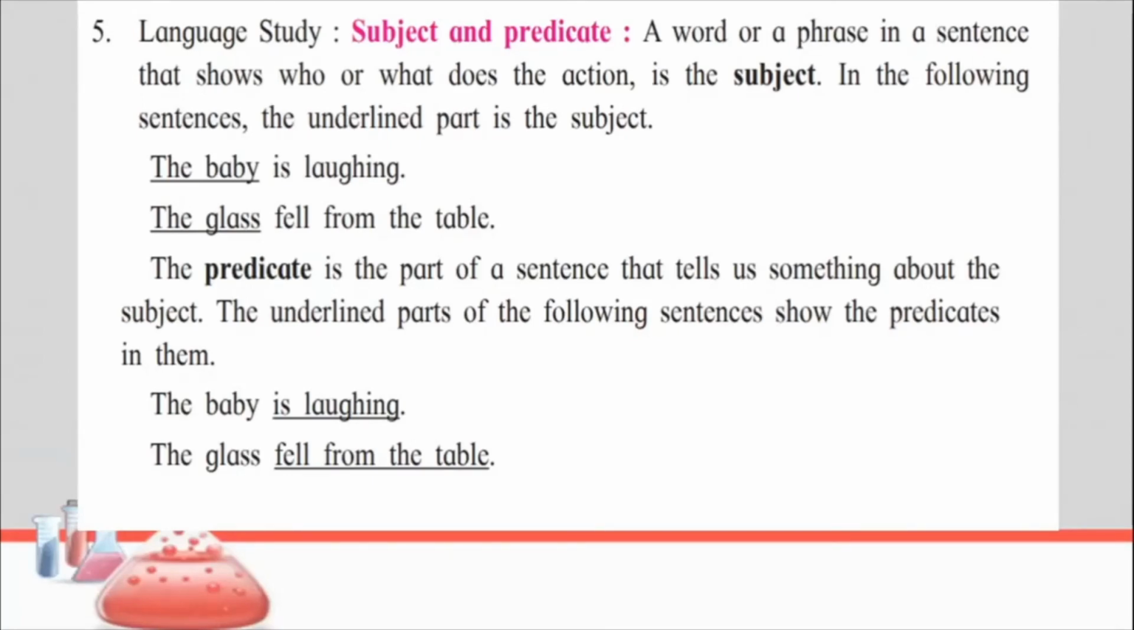So look at the same example again. The baby is laughing. So what is the baby doing? What is the action? The baby is laughing. So is laughing is a predicate. The glass fell from the table. What happened to the glass? The glass fell from the table. So that is the predicate. Alright, children. So that means we have done what was expected for us to do in this part of the lesson. So this was part 2 of the lesson Great Scientists, where we looked at various phrases, and we looked at homonyms also as a part of the vocabulary exercise, and we looked at language study, subject and predicate.